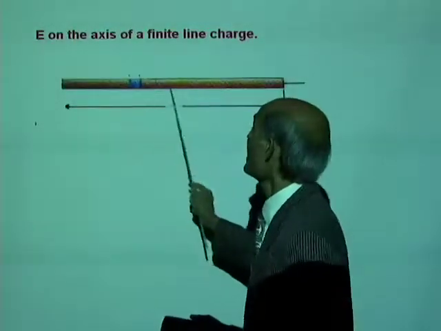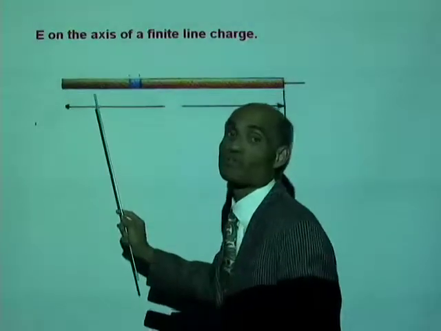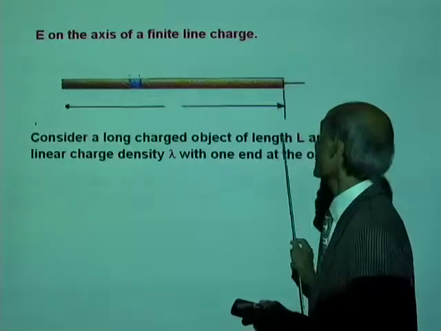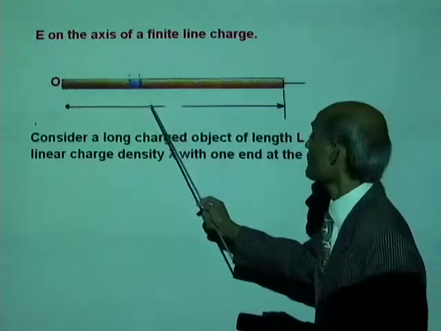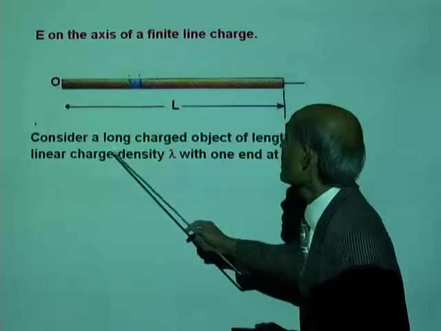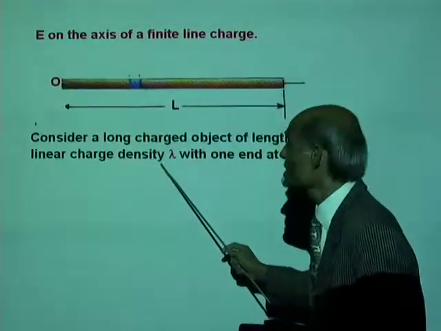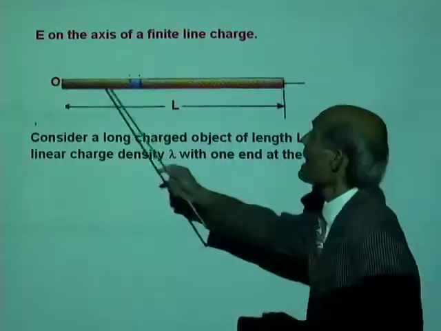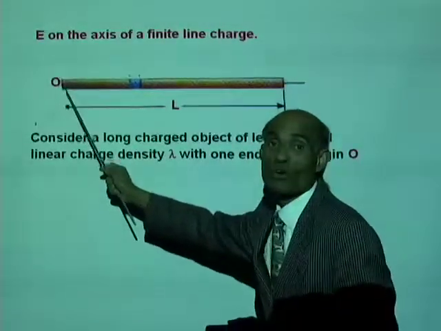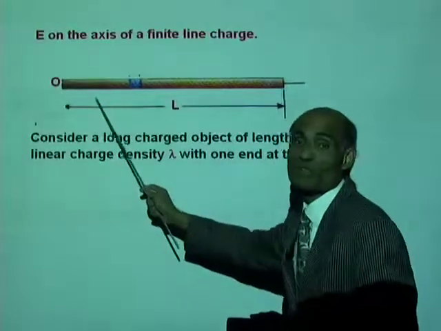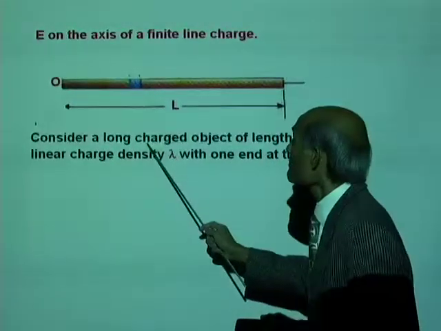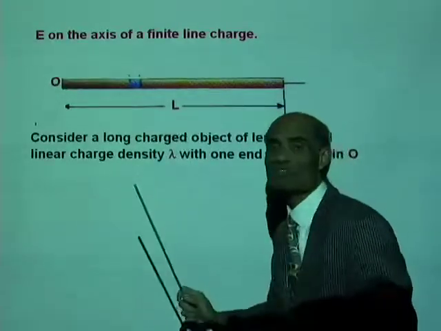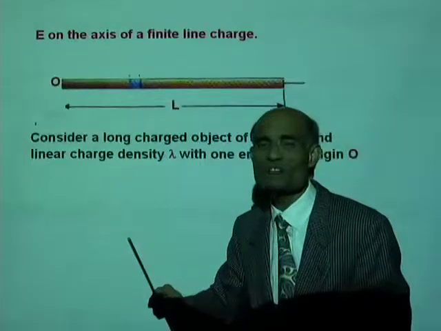Now, here I have a line charge. Consider a long charged object of length L. This is the length L, and the linear charge density lambda. You understand what that is? With one end at the origin. So this end is at the origin. The length of the long charged object is L, and lambda is the linear charge density.